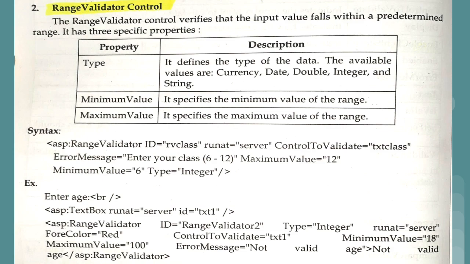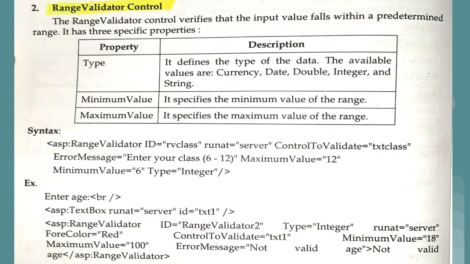Then we have the next property, that is MinimumValue. Minimum value means, as I said, if I want to take input between 10 to 20, then 10 is nothing but the minimum value, and as we are setting the minimum value equal to 10, the user cannot enter any lower number, that is any value which is below 10. And we have one more property, that is MaximumValue.